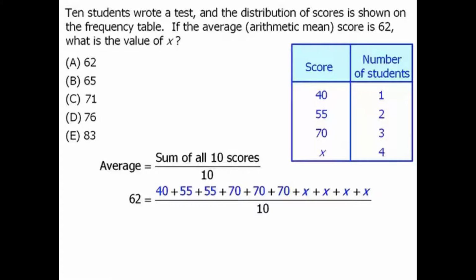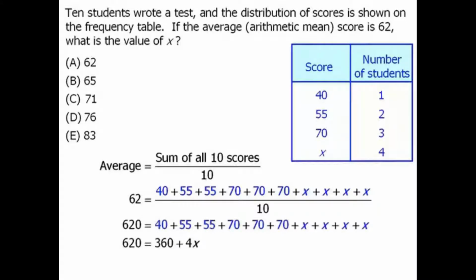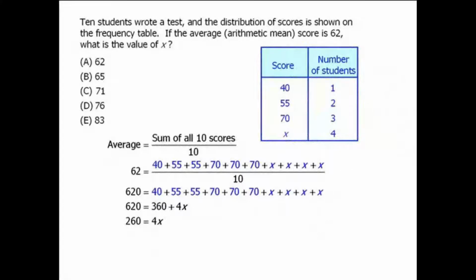Now we can solve this for x. Let's multiply both sides by 10. And now we'll simplify the right-hand side. Here we can subtract 360 from both sides. And now we'll divide both sides by 4 to get x equals 65. So our answer is B.